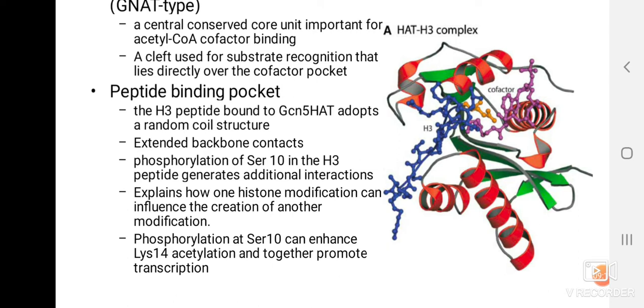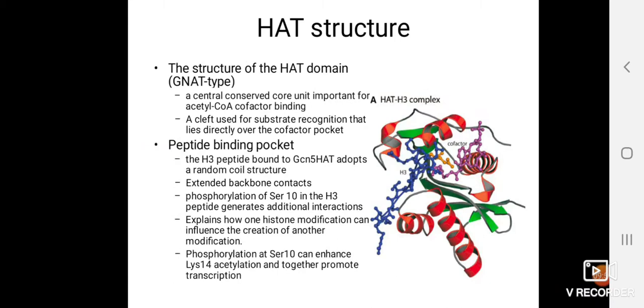The phosphorylation of serine 10 in H3 generates additional interactions with the HAT GCN5, and it also explains how histone modifications influence one another. If there is a serine 10 phosphorylation, then it increases the acetylation at lysine 14. So this is one modification influencing another by increasing the chance of modification.